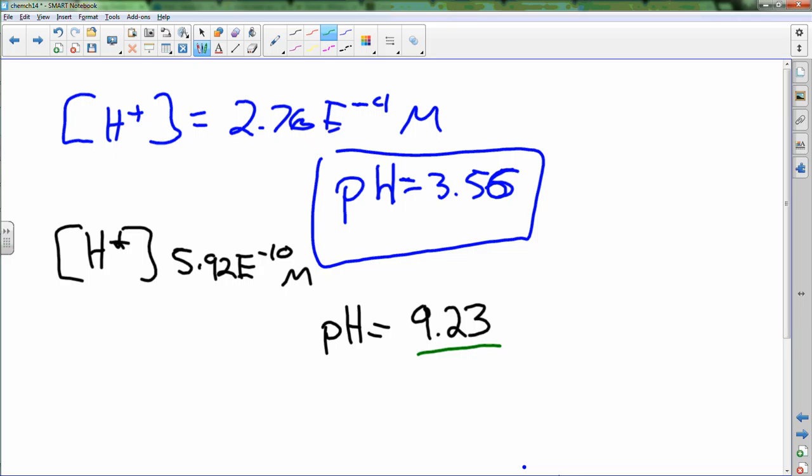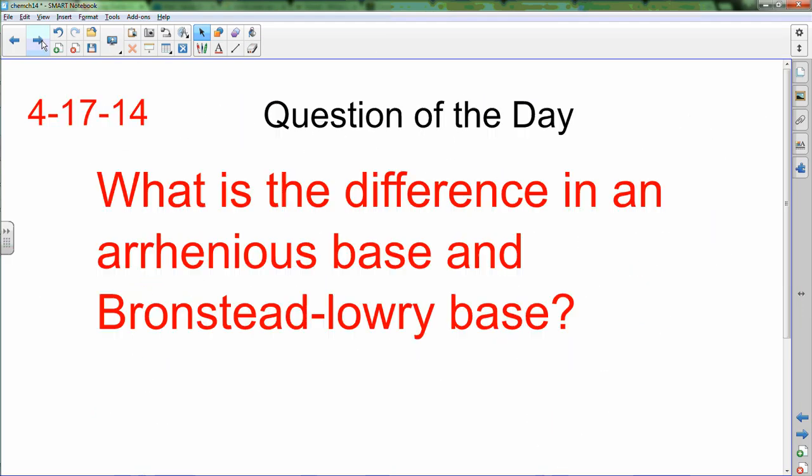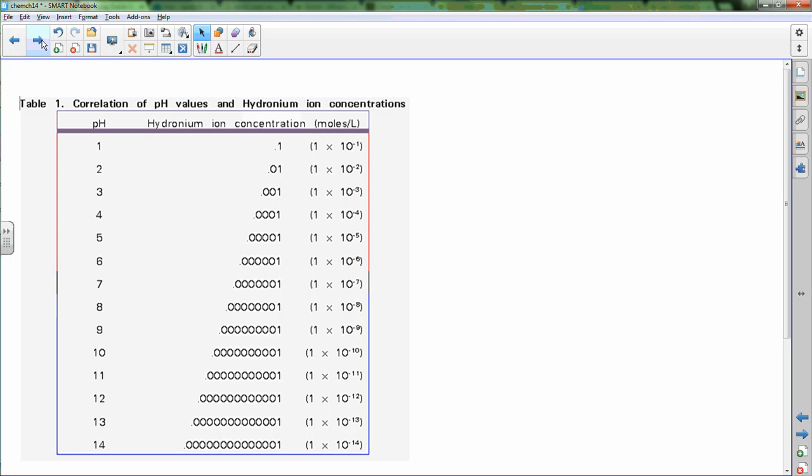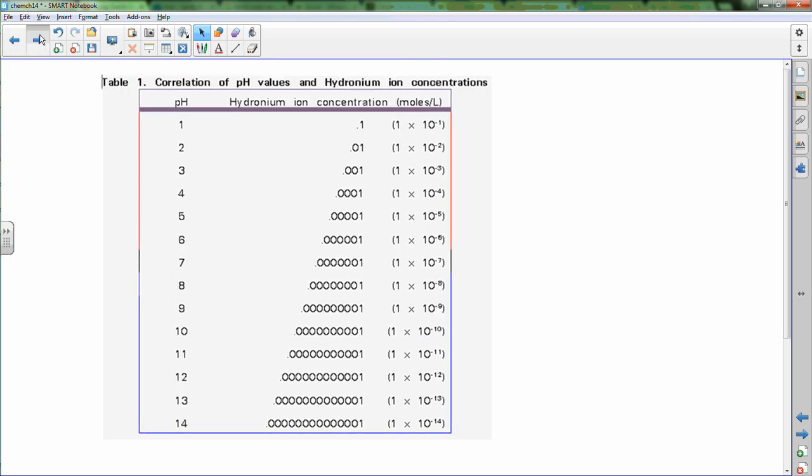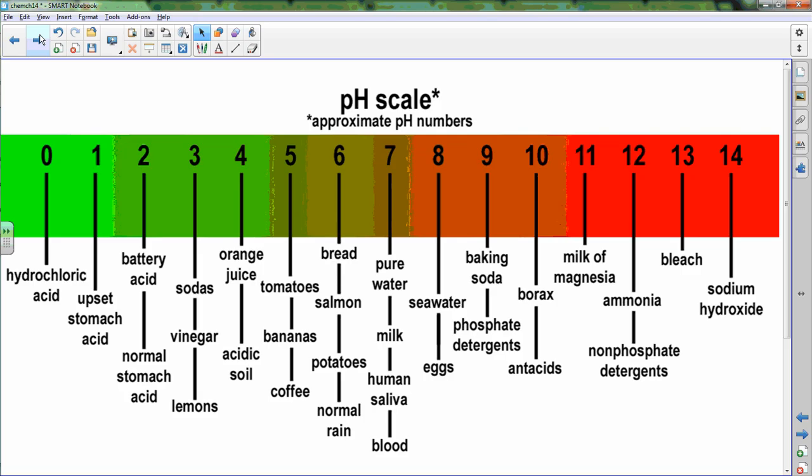So on our pH scale, we'll come back to that in a minute. On our pH scale, anything that is lower than 7 is considered acidic. Anything that is higher than 7 is considered basic. Basically, if you've got a pH that is bigger than 7, there's extra stuff in there that is taking up those H plus ions. There's less of them than there would be in pure water. There's very few of them, so we have a high pH.